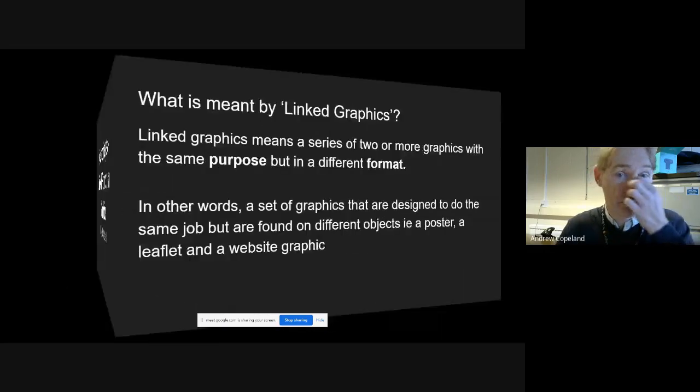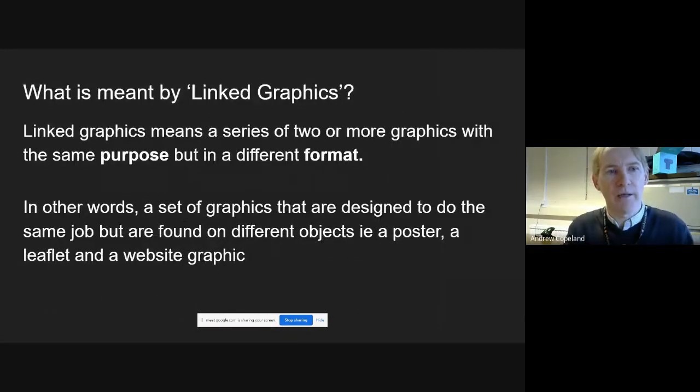Right, so this is really the important slide about what it's meant, and after this it's just examples of linked graphics. The idea of linked graphics is that it means a series of two or more graphics with the same purpose but in a different format. At this point you really have to understand what format means and what purpose means. So Harry, what is meant by the format of a graphic?